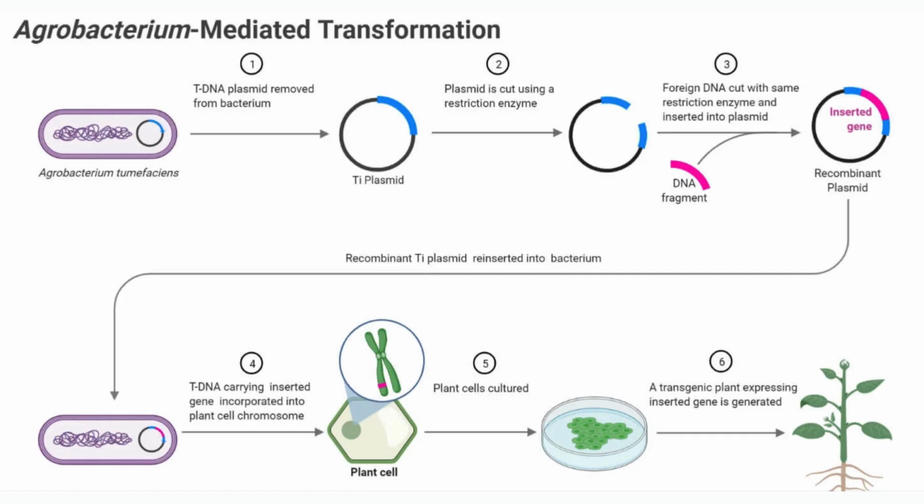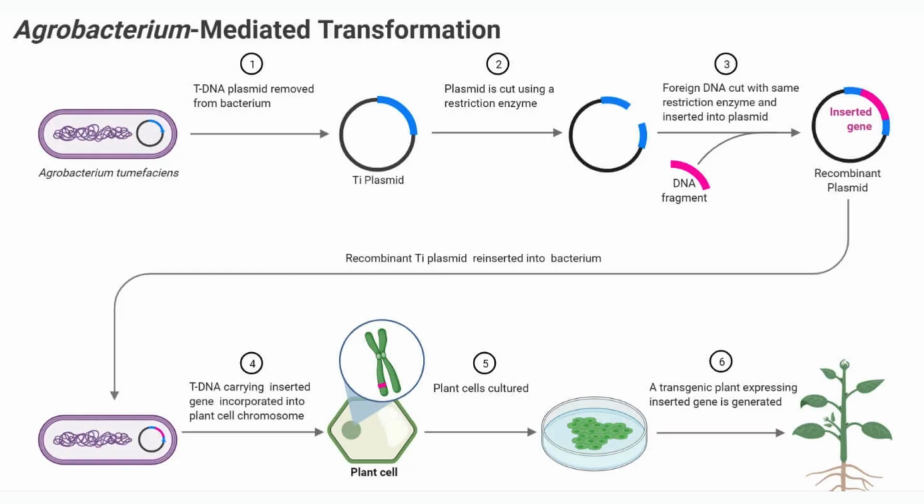So how is this transformation done? The transformed Agrobacterium is mixed with plant tissues, for example leaf discs, stem segments or callus cultures. This mixture is placed in a co-cultivation medium where the bacteria attach to plant cells and transfer the T-DNA. The T-DNA integrates into the plant's chromosomal DNA, making the plant genetically modified.